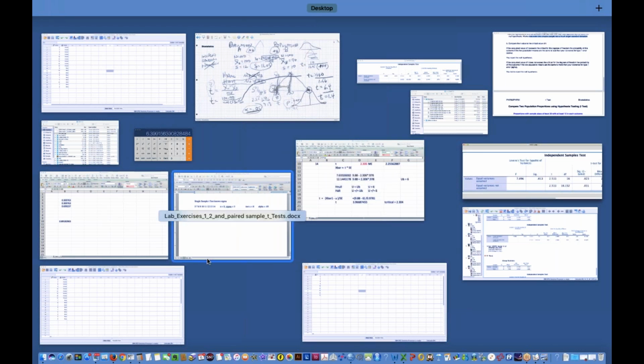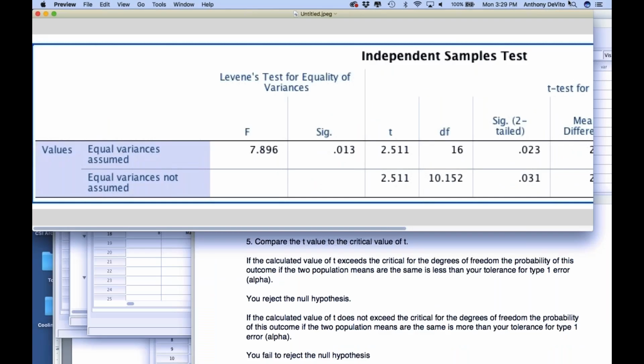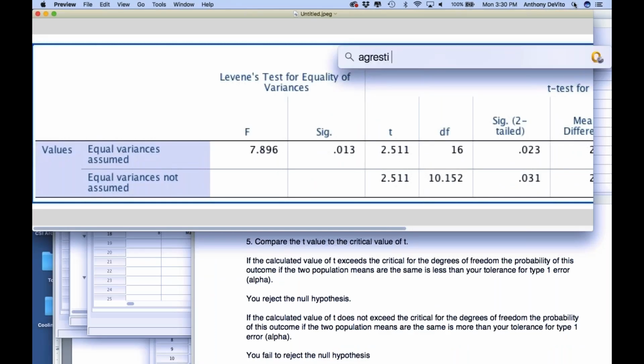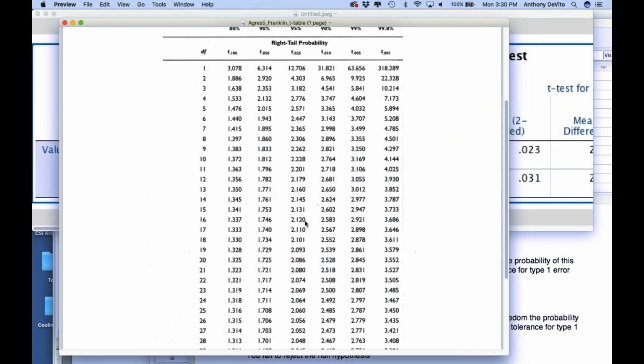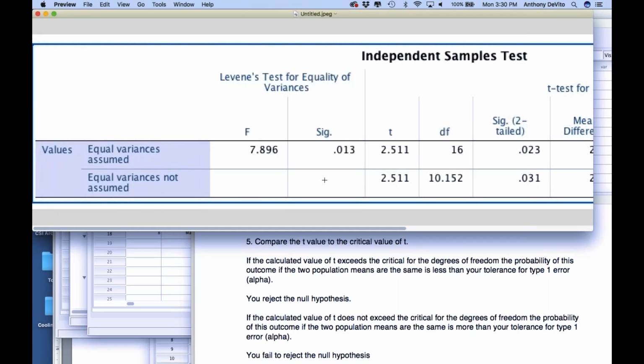Okay, let's see, what did I do with it? I keep closing it inadvertently. Here we go. So for 10 degrees of freedom, we need to exceed a t-score of 2.228 in order to reject the null hypothesis. Okay, so let's see what our t-score is. Our t-score is 2.51, right? So can we reject the null hypothesis? Yes, we can, because we got a t-score bigger than the critical value of t for that sample size.